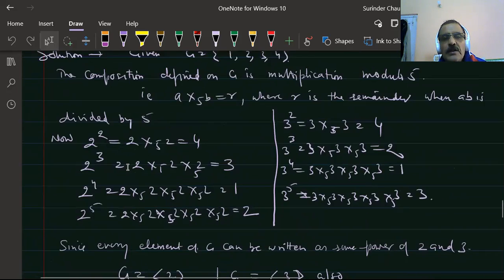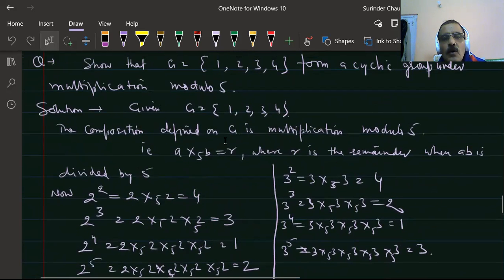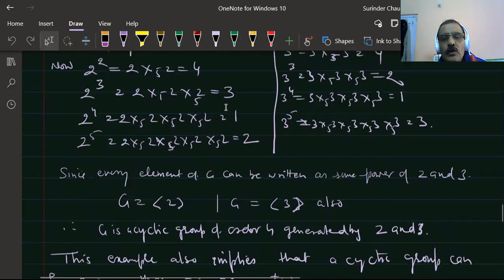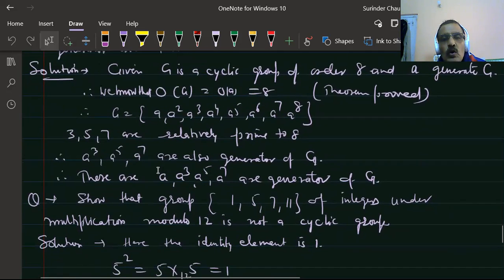In the previous case, 2 and 3 are relatively prime to 5, and 4 can also be a generator. 2 is relatively prime to 5, 3 is relatively prime to 5, and 4 can also be a generator for this. So here a^3, a^5 and a^7 are also generators of G. So this group has 4 generators.